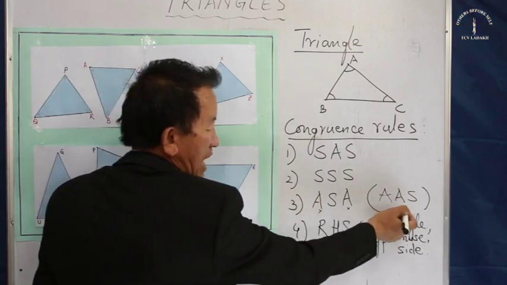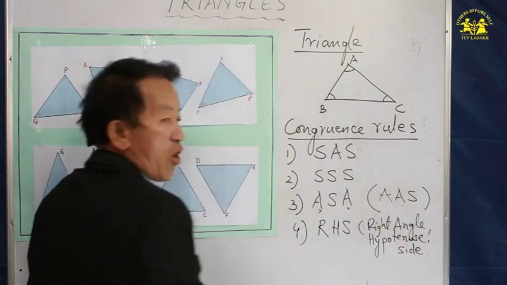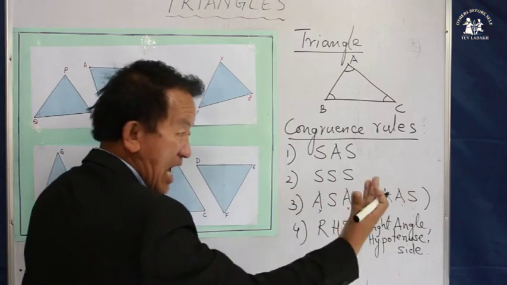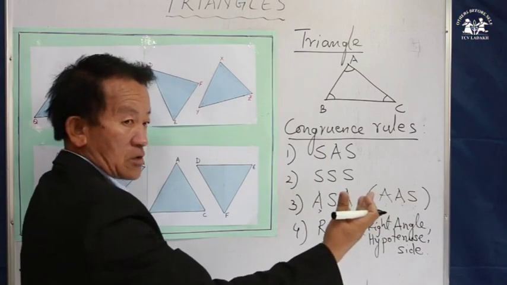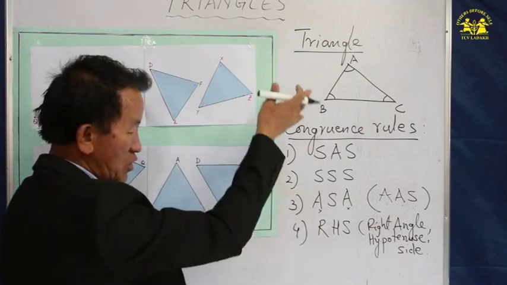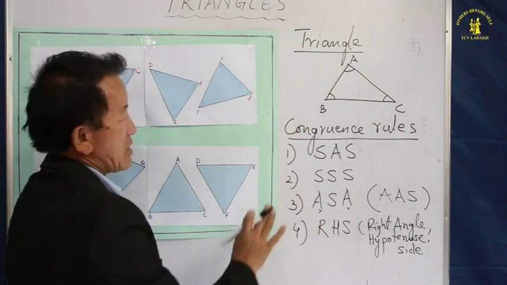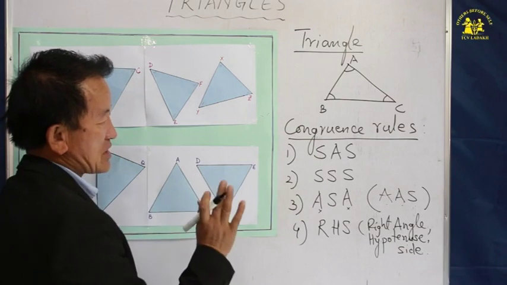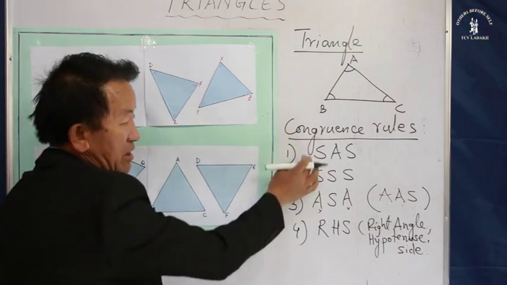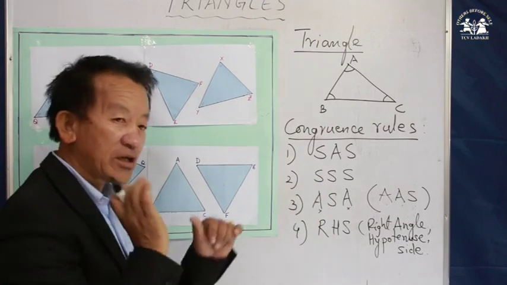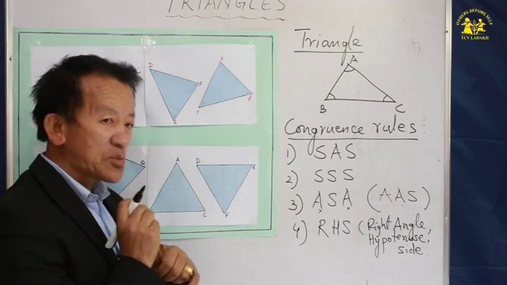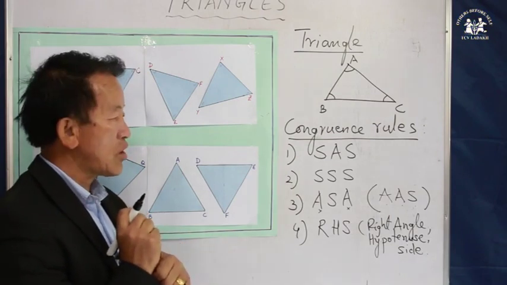Any two angles and one side of one triangle are equal to any two angles and a side of the other triangle, then the two triangles are congruent. So these are the rules of congruence. We discussed that for triangles to be congruent, either the corresponding sides are equal or the corresponding angles are equal.